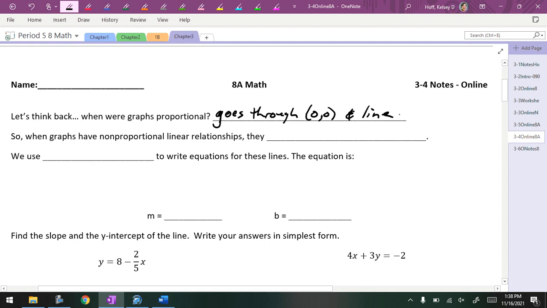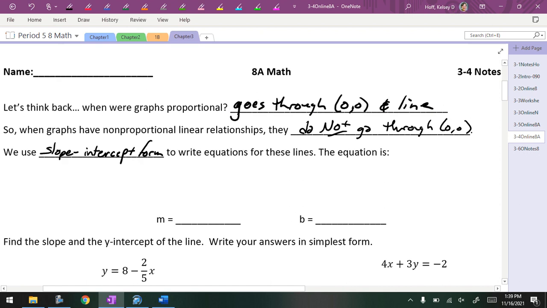But we also have non-proportional linear relationships, which is what we're going to see today. And they do not go through 0, 0. They do not go through the origin. So in order to graph those, we are going to use slope intercept form to write equations for these lines.